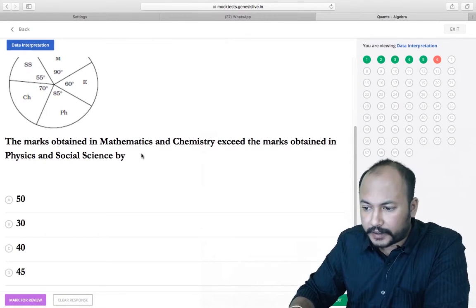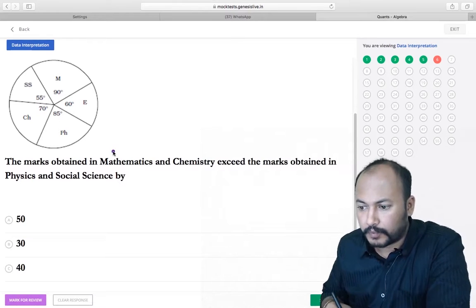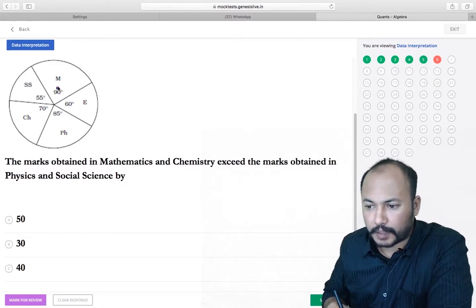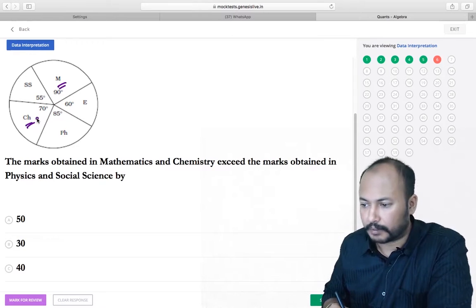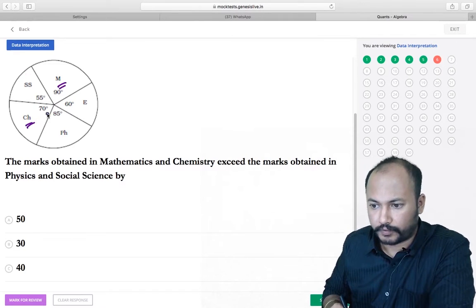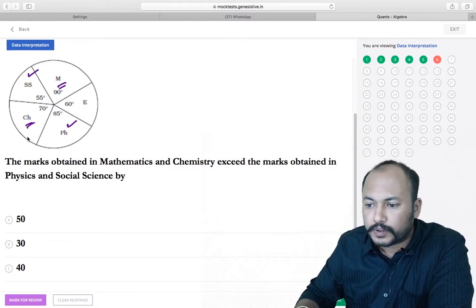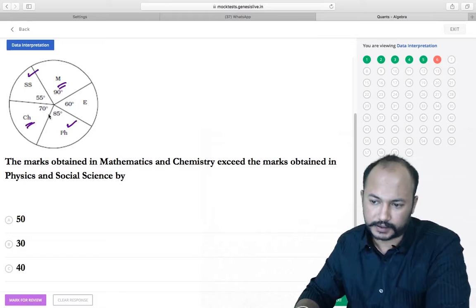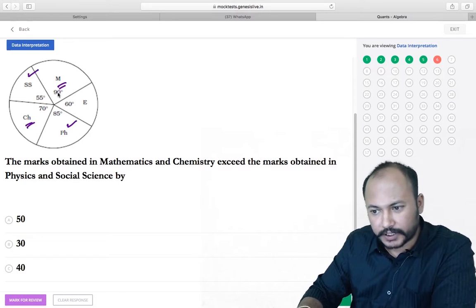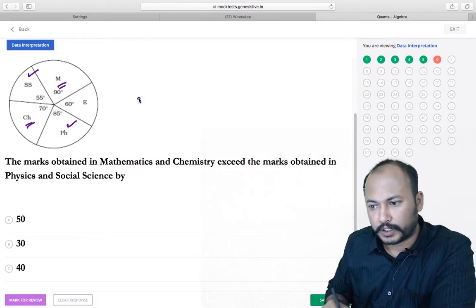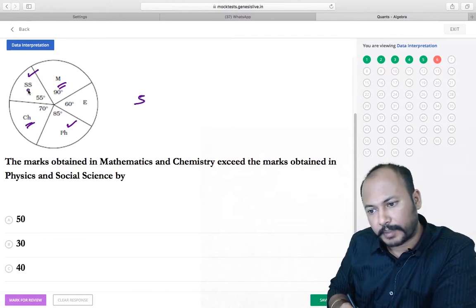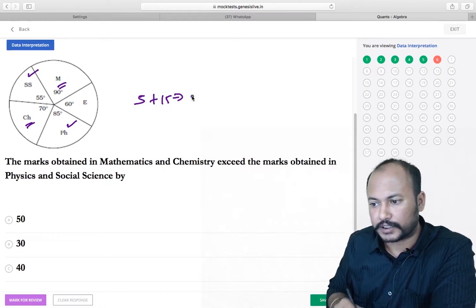The marks obtained in mathematics and chemistry, math and chemistry, exceed the marks obtained in physics and social science. Now this value addition minus this. Now I will not add them, I will just observe. See, 90 and 85 I will first remove. So it is exceeding by 5 because of math and physics. And then when you compare social science and chemistry, it is exceeding by 15. So overall it is 20.